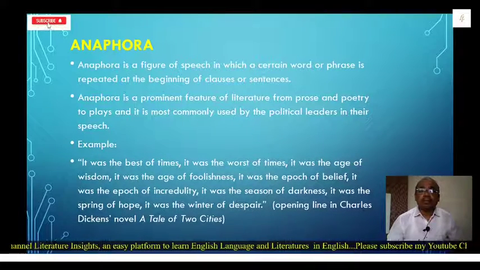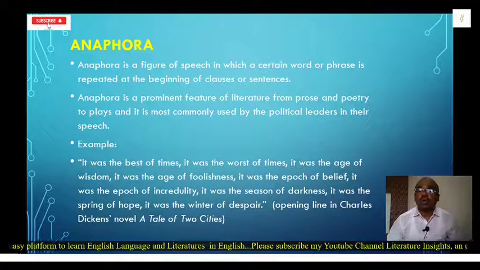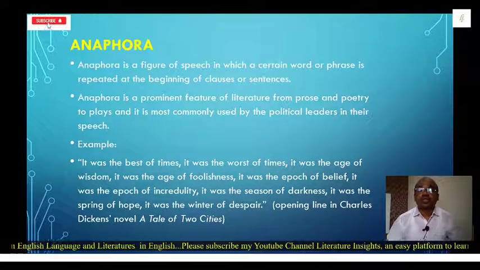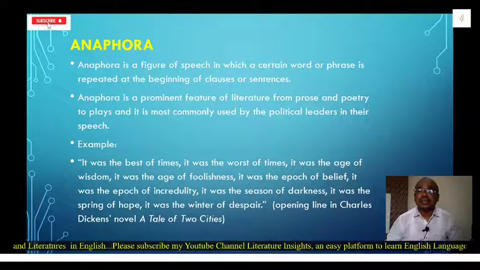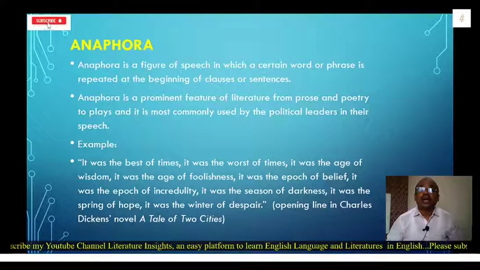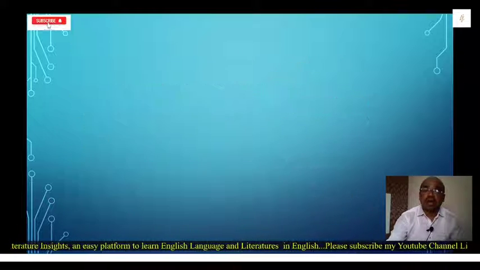"It was the best of times, it was the worst of times, it was the age of wisdom, it was the age of foolishness, it was the epoch of belief, it was the epoch of incredulity, it was the season of darkness, it was the spring of hope, it was the winter of despair." These lines are taken from Charles Dickens' novel A Tale of Two Cities. In this line we can find a repetition of certain words. "It was the" is repeated again and again at the beginning of sentences. So this is an example of anaphora.